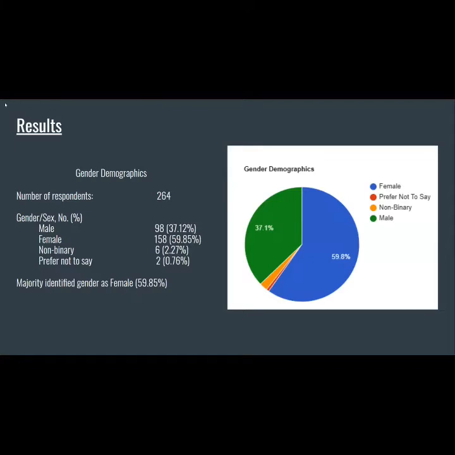We recorded a range of characteristics pertaining to femininity and masculinity. In our gender demographics, we were able to collect the gender percentages from our sample. Based on the results, we found that 37.12% of those who took the survey were male, 59.85% were female respondents, 2.27% were non-binary students, meaning that they are neither male or female, and 0.76% preferred not to say their gender. Overall, it is clear that the majority of the sample were female respondents, because the results reported that out of 264 respondents, 158 were in fact female.